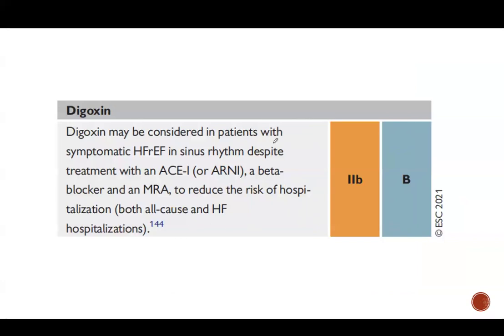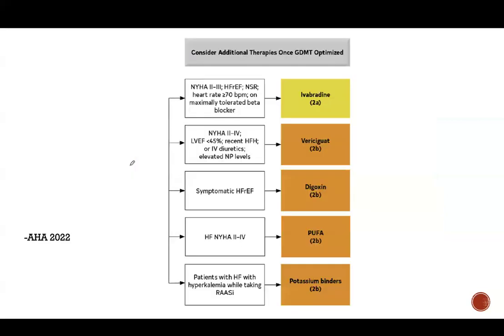Digoxin may be considered in patients with symptomatic heart failure with reduced ejection fraction in sinus rhythm, despite treatment with an ACE inhibitor, a beta blocker, and a mineralocorticoid receptor antagonist. Only then should it be considered, because digoxin has a lot of side effects, so it is better to avoid it as much as possible. Additional therapies include ivabradine, vericiguat, and digoxin. Polyunsaturated fatty acids are also recommended as class 2B therapy, and potassium binders may be used in patients with hyperkalemia.